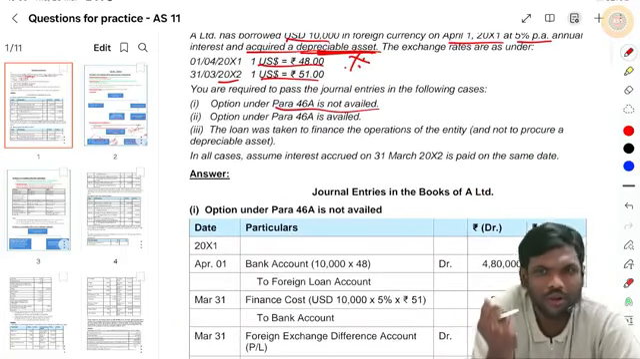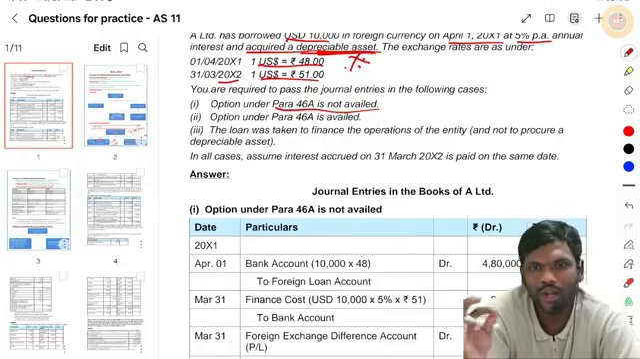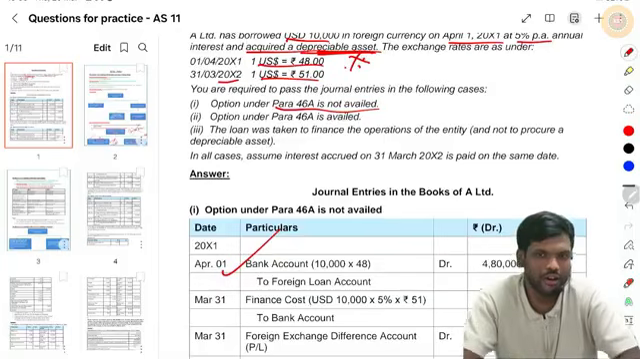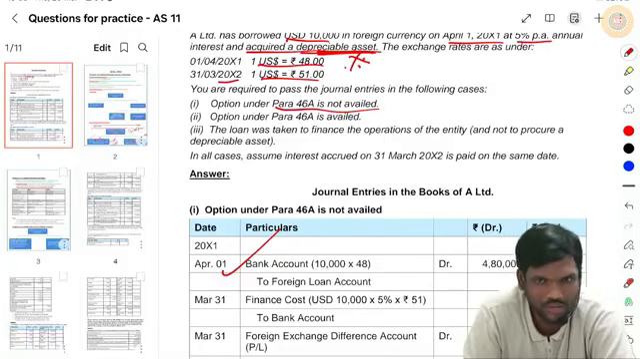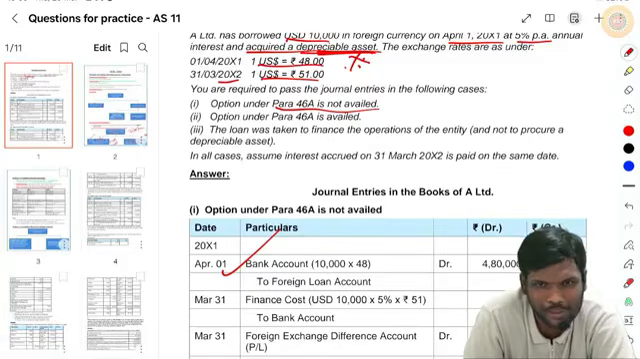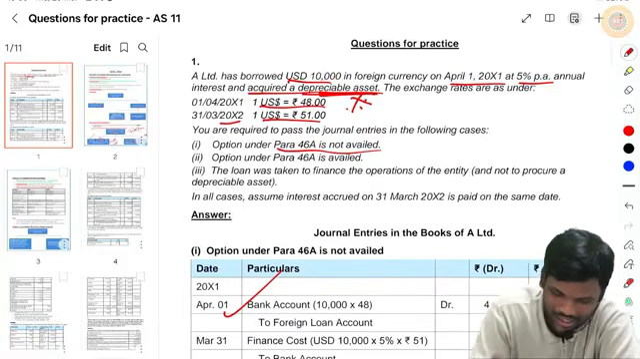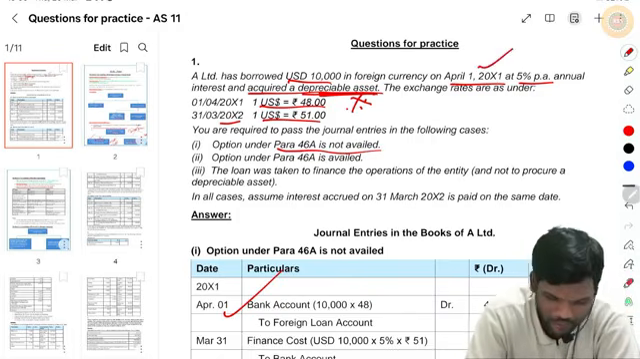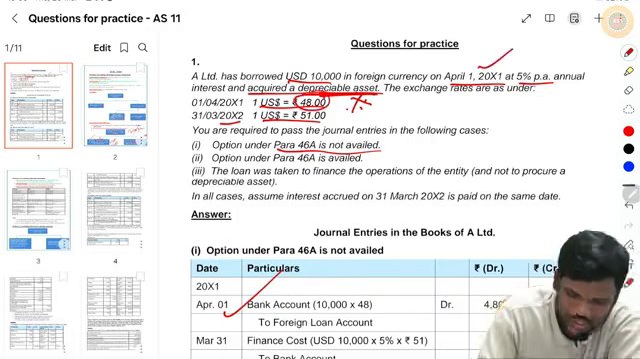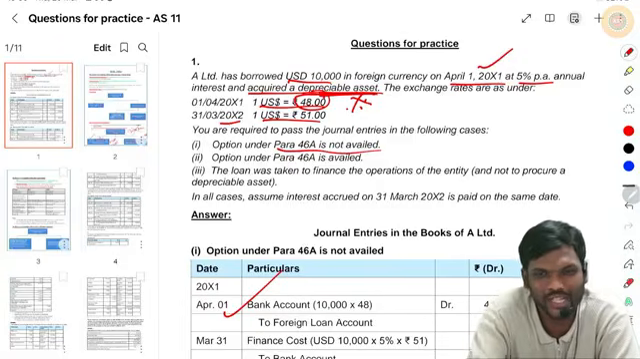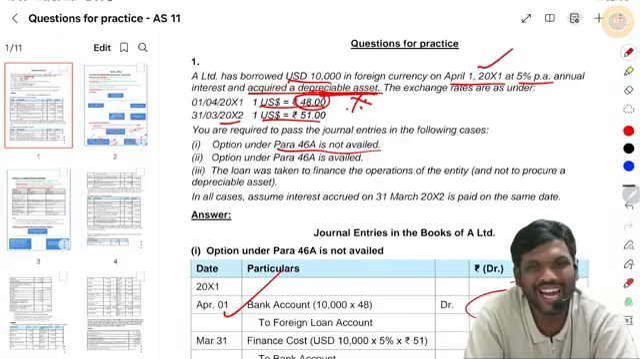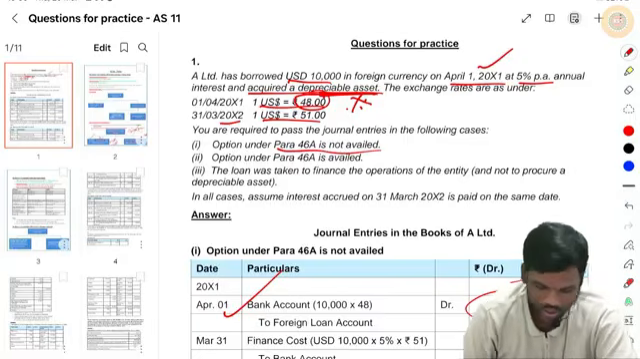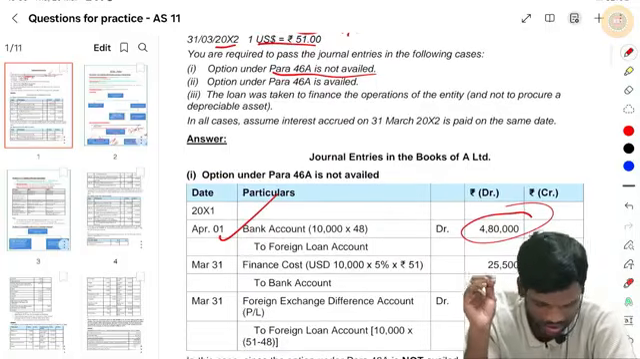Very simple. When you borrow a loan, what will be the journal entry? Bank account debit to loan account. That is the first journal entry. Bank account debit, since it's a foreign currency loan, to foreign loan account. Can you pass the entry in dollars? No, the entry should be passed in INR. Sir, what is the exchange rate that we need to use? When was this loan taken? This loan was taken on April 1st. On that date, the exchange rate is $1 equal to 48. So 10,000 into 48, it will be 4,80,000. This will be the first journal entry, bank account debit to loan account. Now, if you take a loan, you have to pay something called interest also.